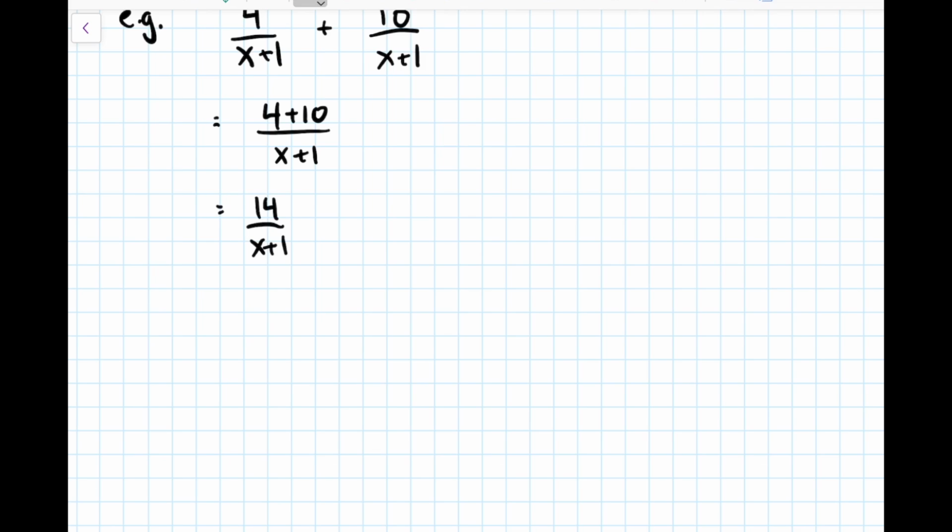We do still need to get NPVs though. So for this one, we've got an NPV of x cannot be -1. And then this one's done. That's as far as this goes.